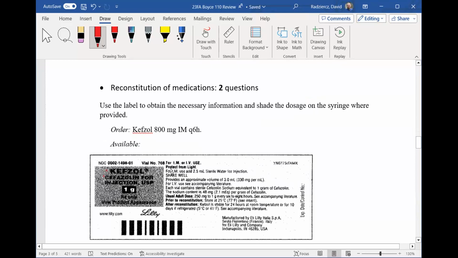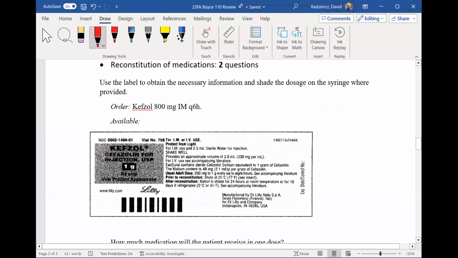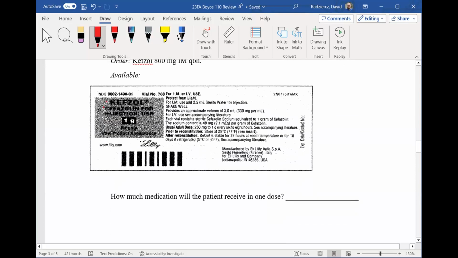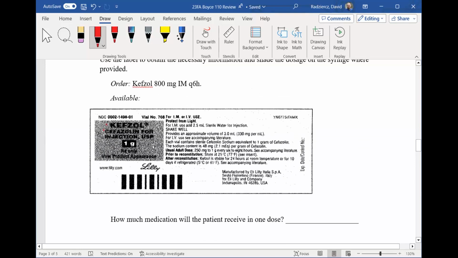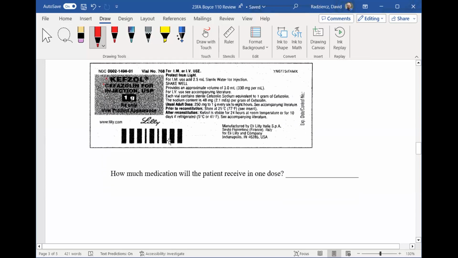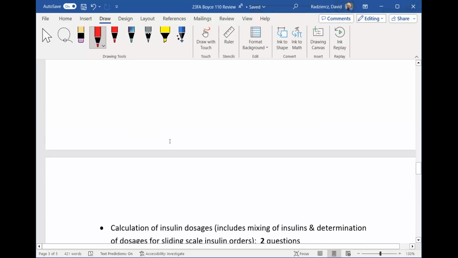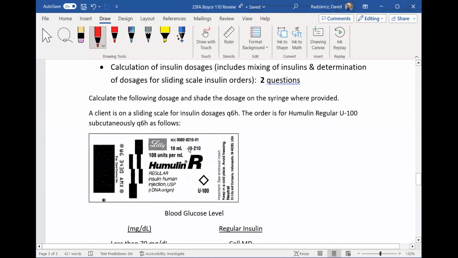I'm going to come back to this reconstitution question because it's going to take me a little bit longer to explain than I have time for today. But I will discuss this at the next time we get together. So I'm going to come back to that. The last one I wanted to do is your sliding scale.